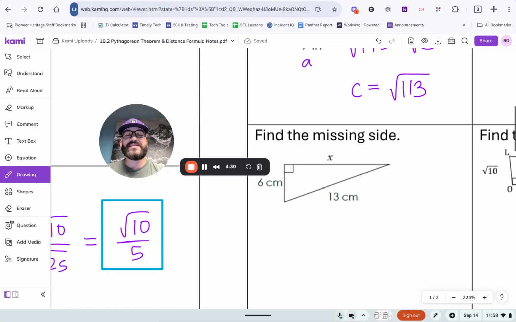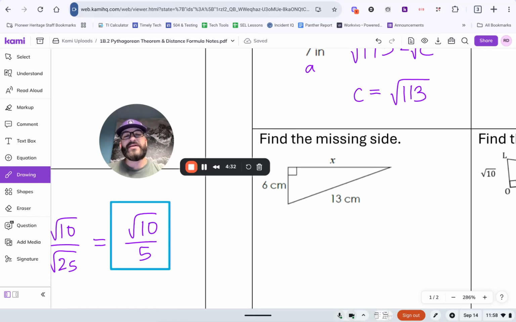So find the missing side, given 6 centimeters, 13 centimeters, and then our side x. So let's label our sides real quick. So A, B, and C. And one quick note I want to make, it does not matter which leg is A and which leg is B. They are interchangeable in the formula.